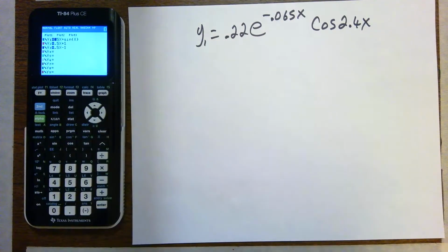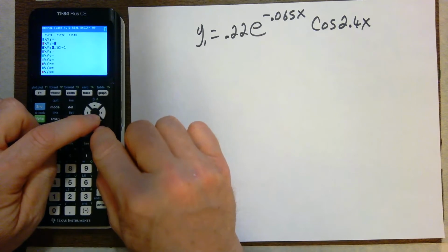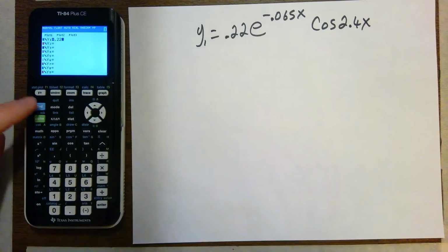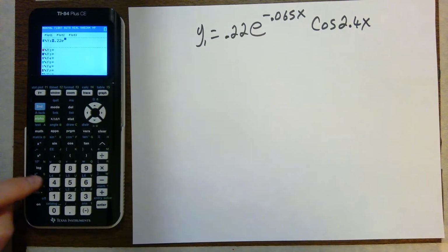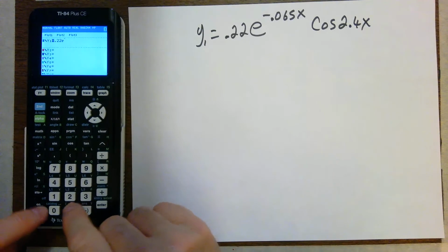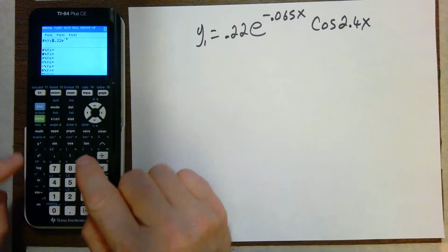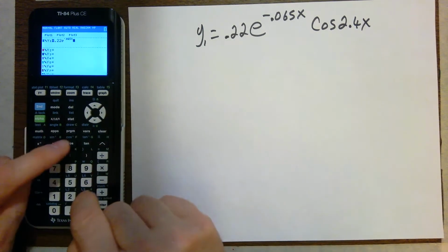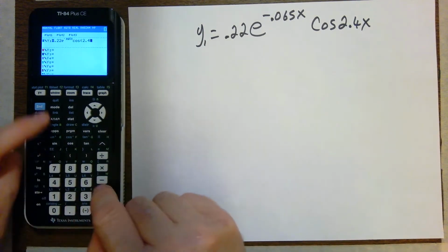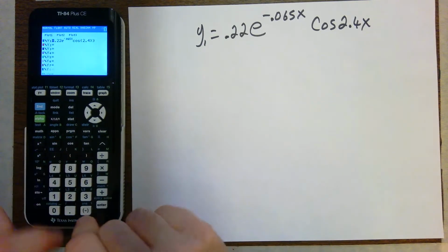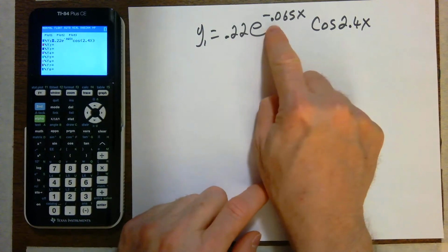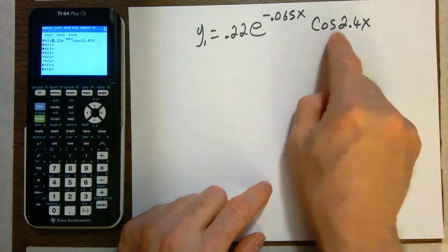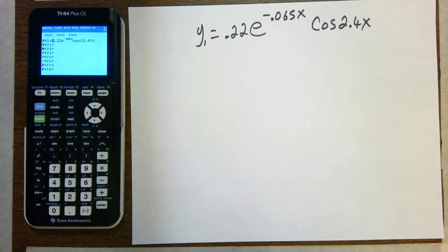So I'm going to go to my y equals. Let's clear out all the junk that's in there. And 0.22 e to the power of negative 0.065x times the cosine of 2.4x. All right, so 0.22 e to the negative 0.065x times the cosine. So kind of putting it all together here. Take a look at it on the calculator.